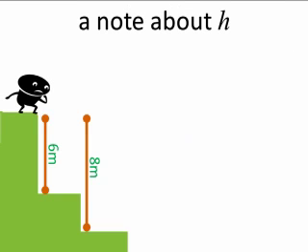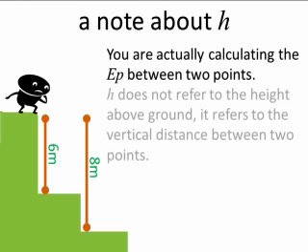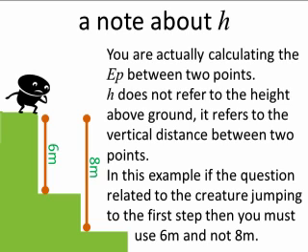Now just a note about height. You're actually calculating the gravitational potential energy between 2 points. h does not refer to the height above the ground. It refers to the vertical distance between 2 points. So in this example, if the question related to the creature jumping to the first step, then you use 6 meters, not 8. What if it jumped between those two lower steps? Then your h would be 2 meters, because that's the difference in height between the two. 8 take away 6 is 2.